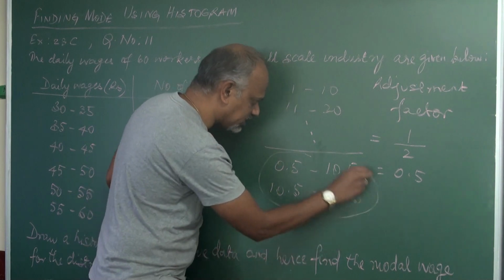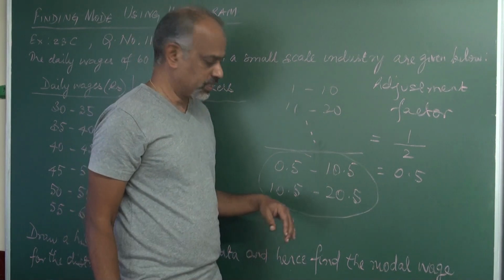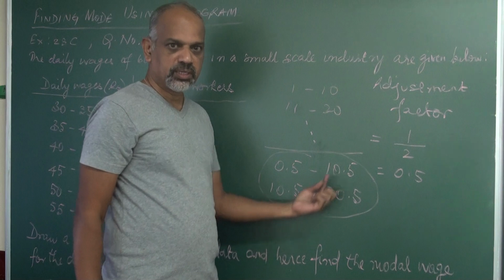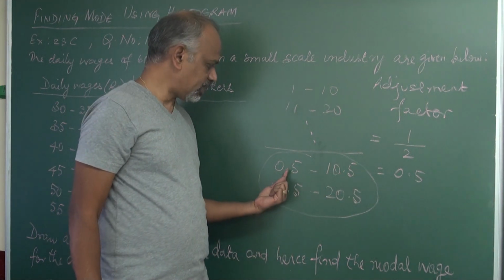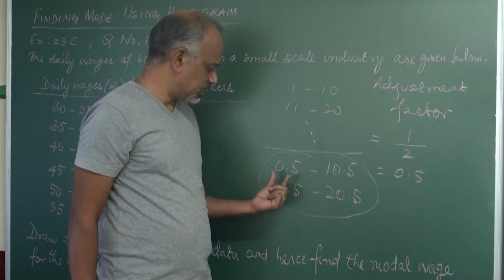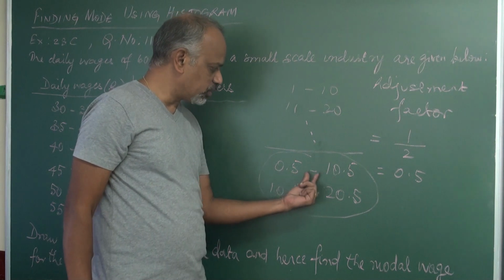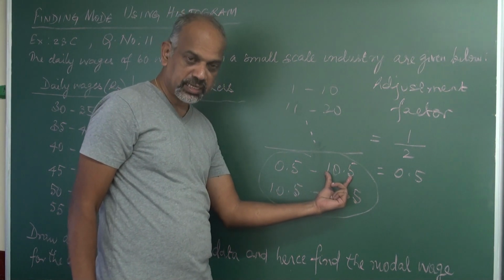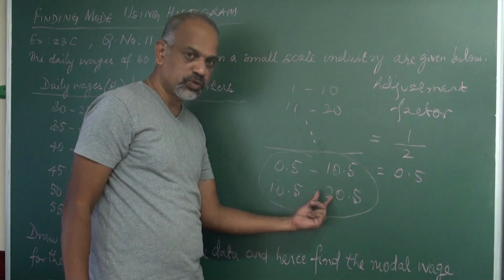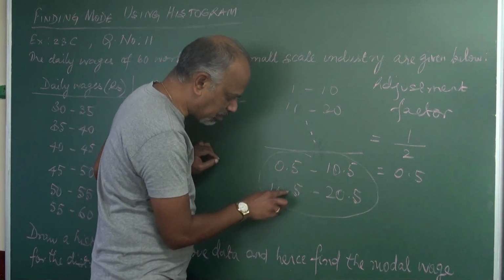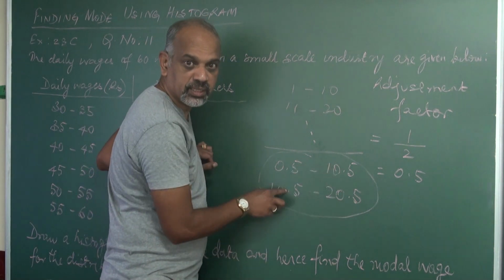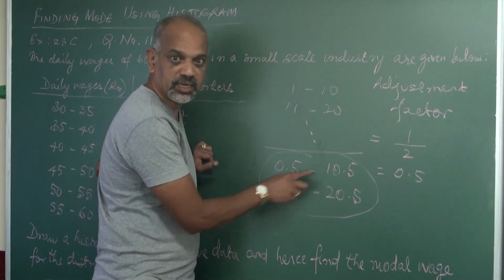Now look at this class interval that you got. This is after you did the adjustment factor. Now see whether it has become continuous. The first class interval is 0.5 to 10.5. The second class interval is 10.5 to 20.5. Look at both these numbers. Are they same? If it is same, which means there is continuity.